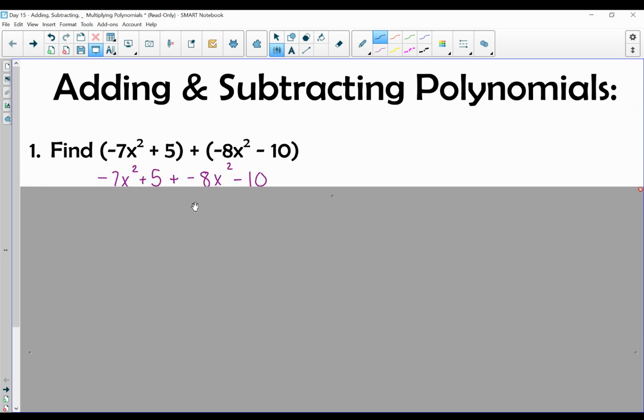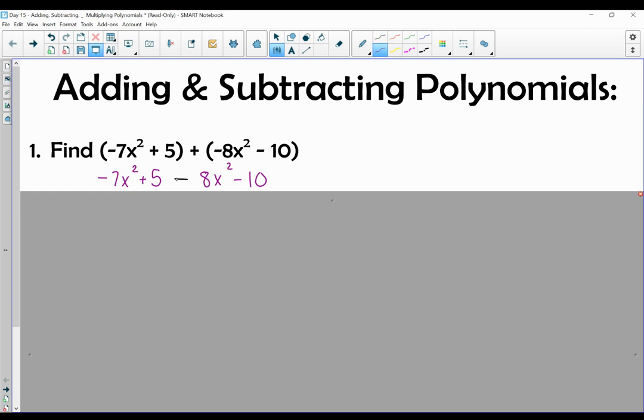So the first thing I'm going to do is take it out of the parentheses. There's no need to have the parentheses. But now you notice this is a plus and a minus next to each other. So hopefully you know that that means it will be a minus. It will be a negative. Plus a negative is still just a negative. So this is negative 7x squared plus 5 minus 8x squared minus 10.